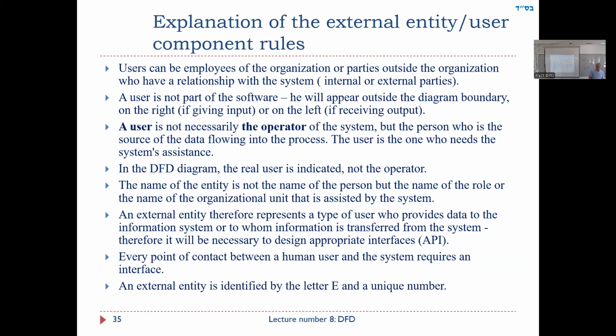method for me. I am the source of the data, she's not inventing my name. I know my name, I am giving her my name. So I am the source of that information. So we would put, even if the child at the library never touches the system, he is still going to be labeled in the DFD as the source of the information, or the one about whom the book is being given. Right, the real user, not the operator. The name of the entity is not the name of a person, but the name of the role.